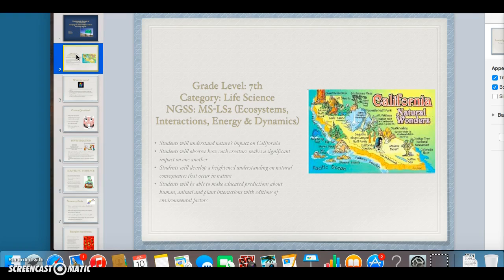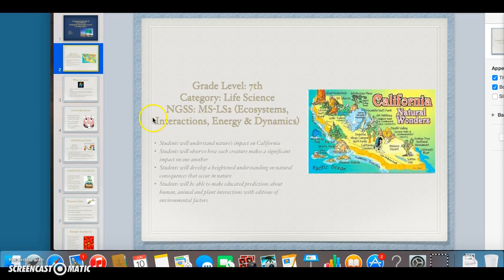So for this one, I chose 7th grade level 7 because I have decided to explore some of the middle school curriculum to expand my horizons in education. The category is in life science, and under the new Common Core standards, this falls under category MS-LS2, Ecosystems: Interactions, Energy, and Dynamics.